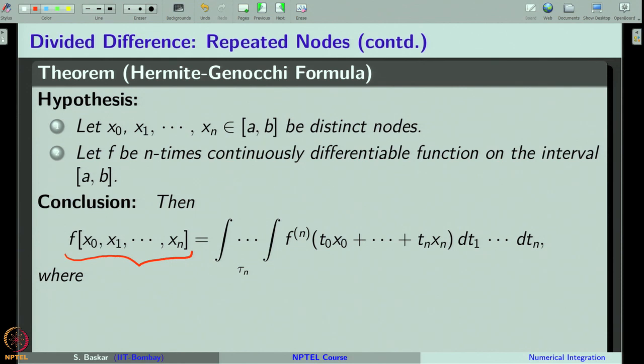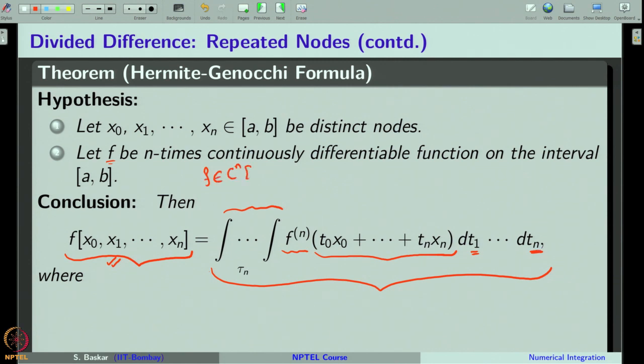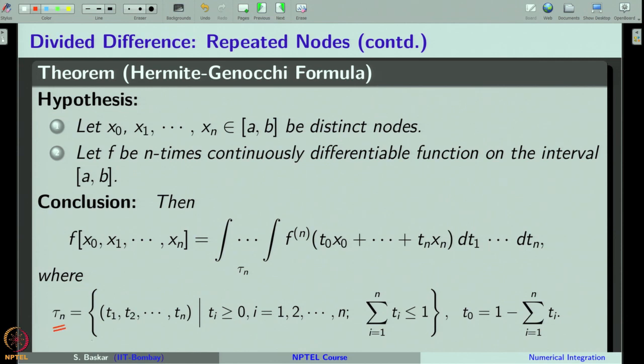Now, the Genocchi formula says that the same divided difference can also be obtained using this formula, which involves this multiple integral. Here t1, t2 up to tn are the variables used in this integral, and they appear in the integrand like this, and the integrand is the nth derivative of the function f. That is why we have assumed that f is a C^n function in the interval [a, b]. Therefore, this makes sense, and in fact, the integrand is continuous. And what is the set on which we are taking this integral? Let us try to understand this set. The set tau_n is given like this. It is the set of all n-tuples such that all ti's are greater than or equal to 0, and they sum to some number which is less than or equal to 1.